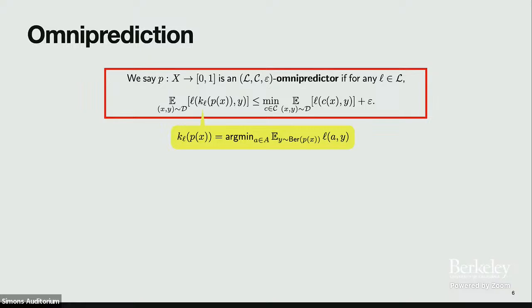As we defined at the beginning of the talk, k_L is the optimal action to take if we pretend that the outcome y follows the Bernoulli distribution with mean p(x). And as I said, usually k_L is extremely easy to compute. And in this definition, the predictor p is fixed for all the different loss functions. The only thing that changes with the loss function is the post-processing k_L. It's exactly what we want.